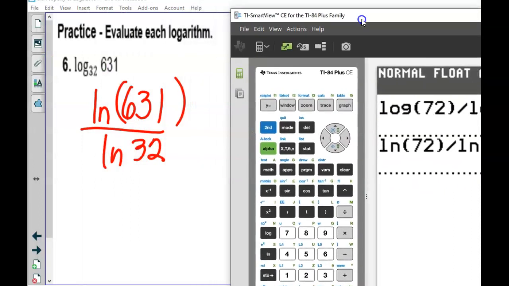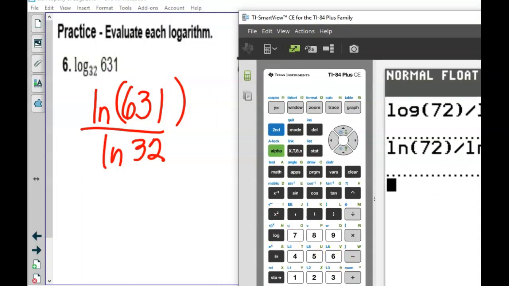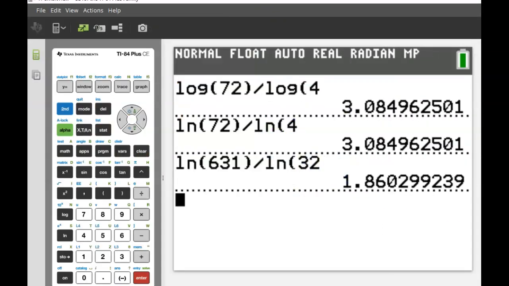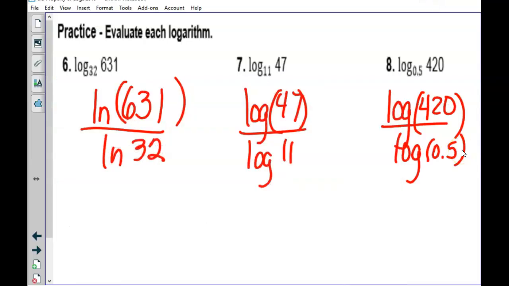Now, let's go 3 behind the decimal. Can we do that? ln of 631, close parenthesis, divided by ln of 32. 1.860. Anybody get that for the first one? Okay. If you have the latest operating system, what was it again? 1.860? Yeah, 1.86.